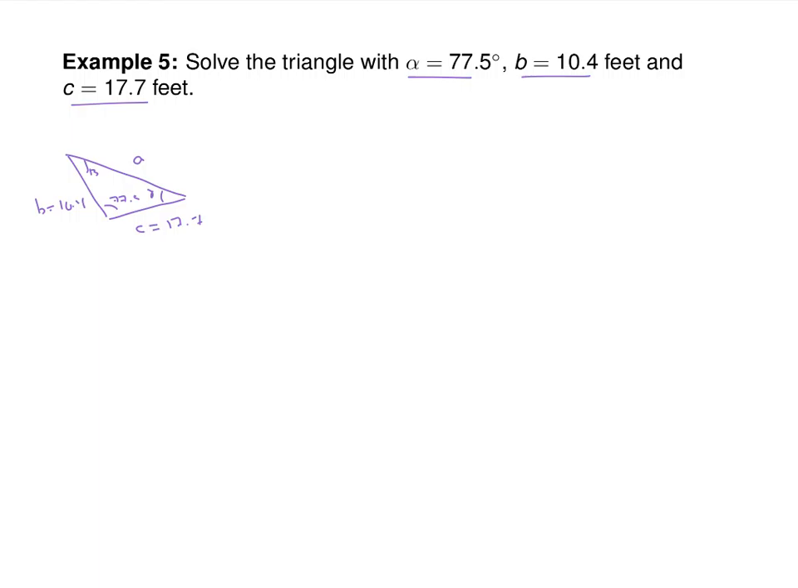Do you see how they gave you C, they gave you B, and they gave you alpha, right? So in this case, they gave you B and C and alpha, find A. So you know A squared is equal to B squared plus C squared minus 2BC cosine of alpha. It's awfully close to the Pythagorean theorem, isn't it?